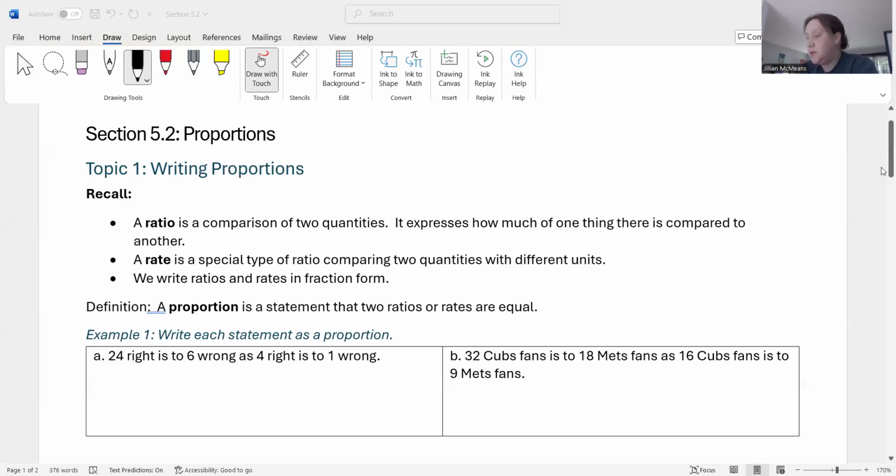Okay, our next section, we need to talk about something called proportions. And for topic one, we're just going to learn how to write out a proportion mathematically. So we have a couple of definitions that we need to review.